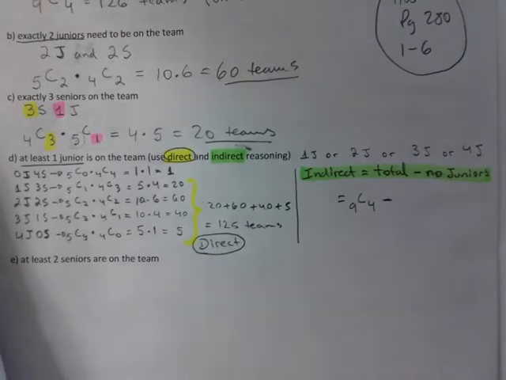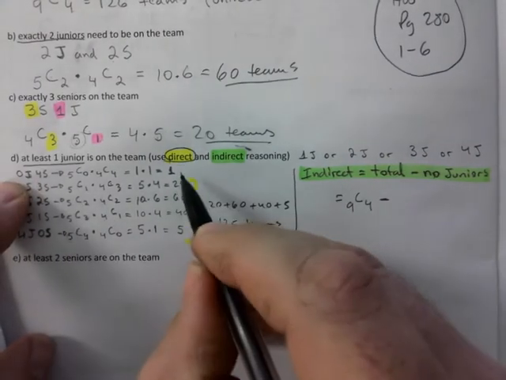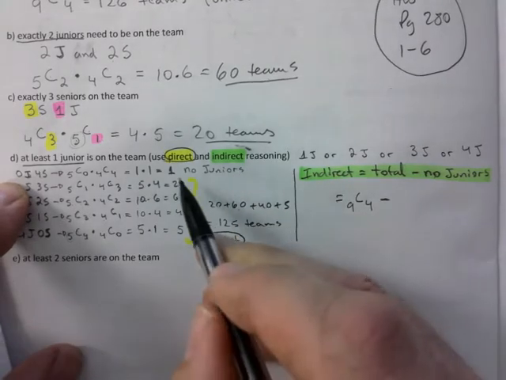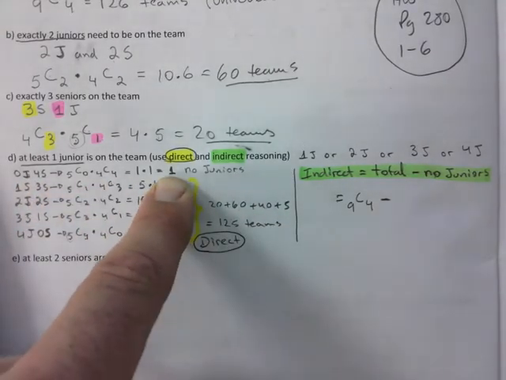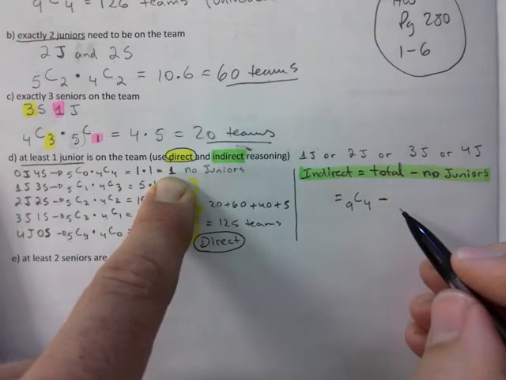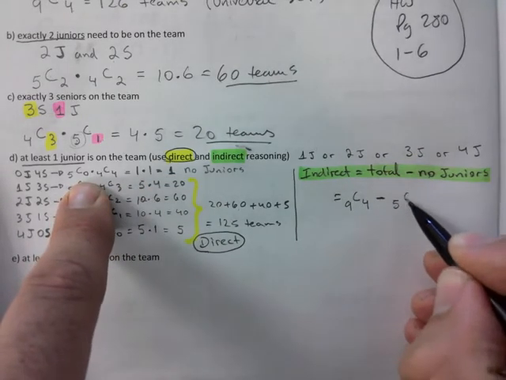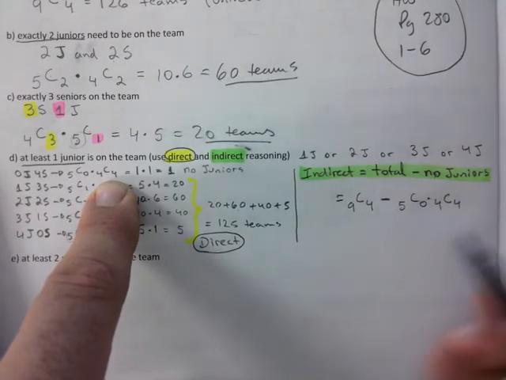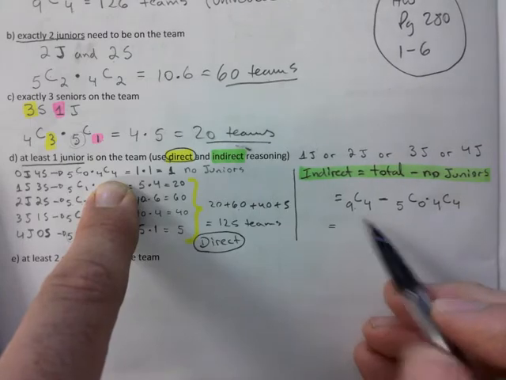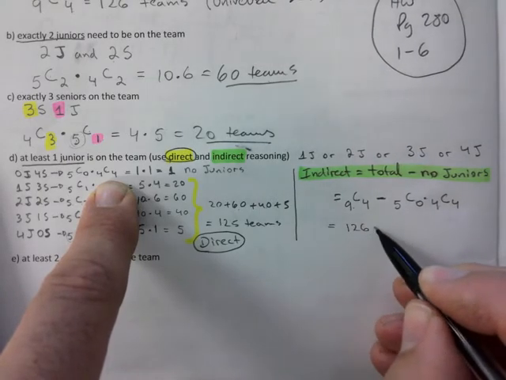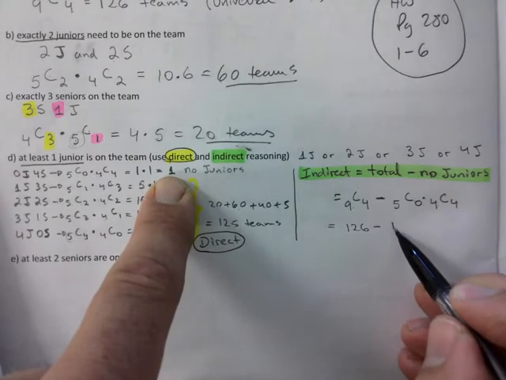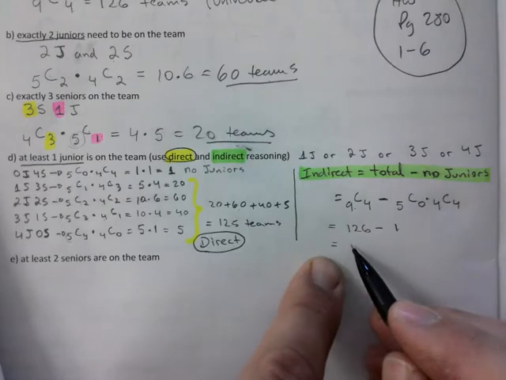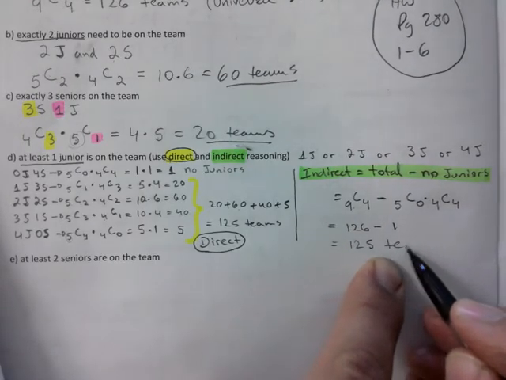Volunteer position, how's that? This one right here has no juniors. Okay, there's only one team that would have no juniors under these circumstances. So we're going to put 5 choose 0 times 4 choose 4. And now we're going to insert the numbers. We know that this is 126 minus, there's only one team, this would only come down to just one. We already did the math here, so what do you get? 125 teams.